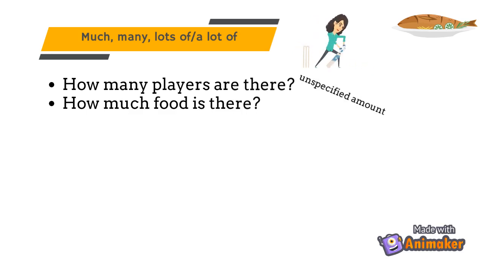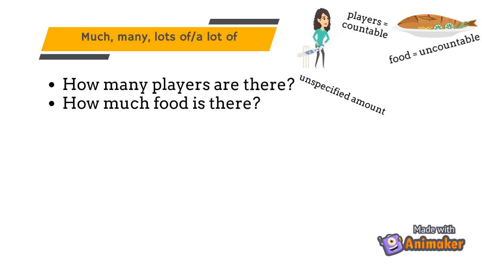But why did we use many in the first sentence and much in the second? The difference was because the word players is a countable noun and the word food is an uncountable noun. We use many with countable nouns and much with uncountable nouns.